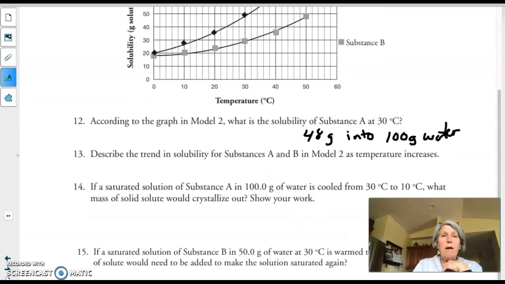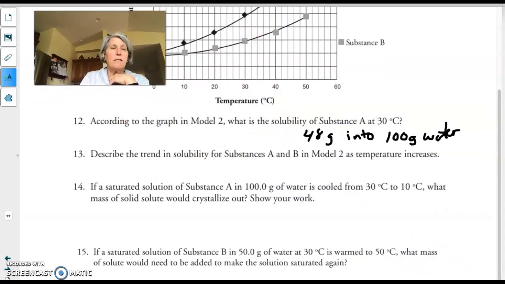Number 14, probably more like what you'll see also on the homework for tonight, is if a saturated solution of substance A in 100 grams of water is cooled from 30 to 10, what mass of solid solute would crystallize out? And you'd have to show your work. So you're starting with substance A at 30 degrees, and so we're going to say that that is at 48 grams. And then when you get down to 10 degrees, it looks like you're somewhere around 28, right?